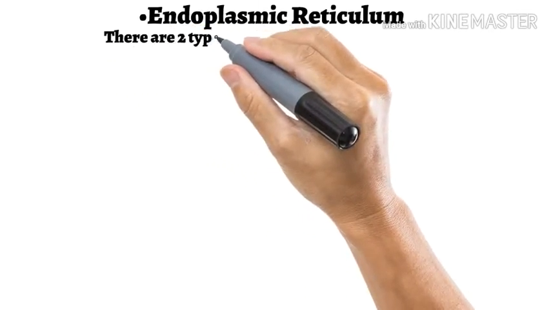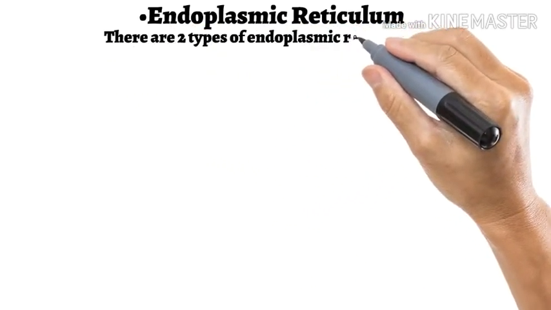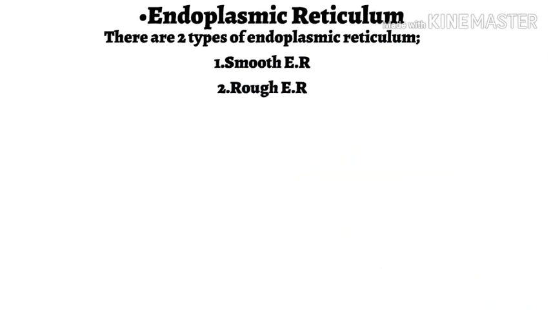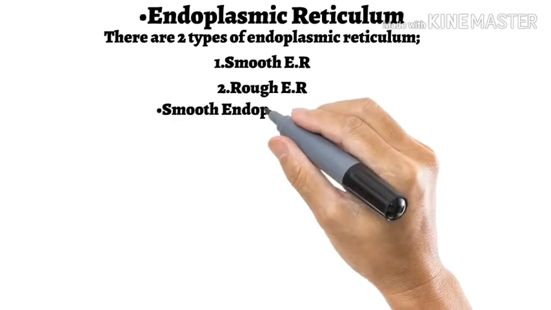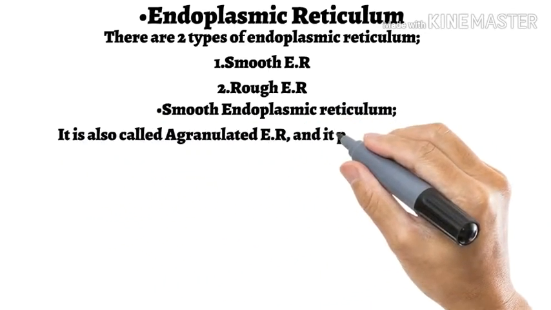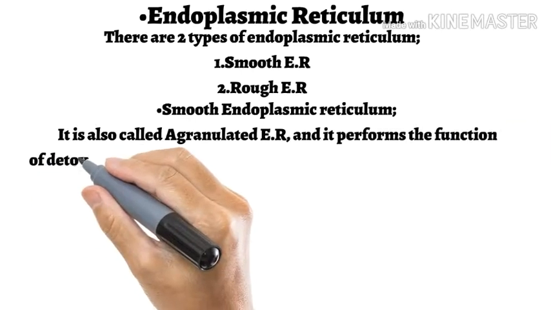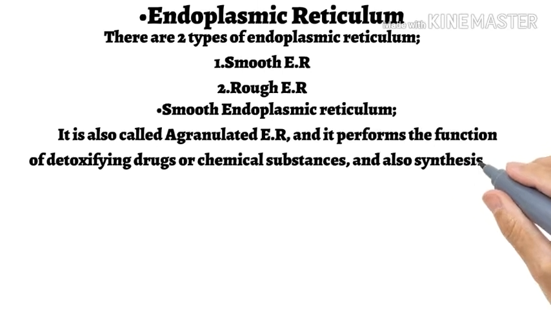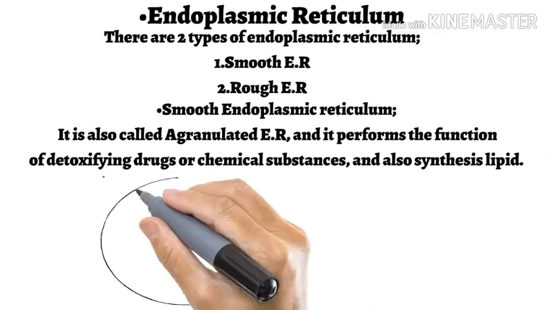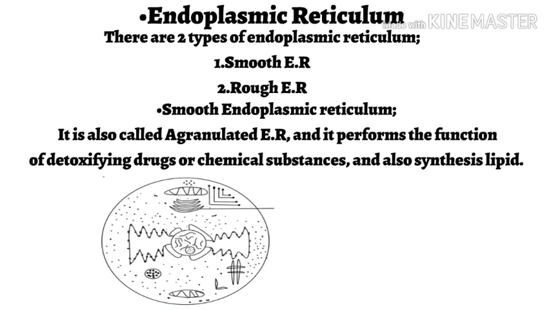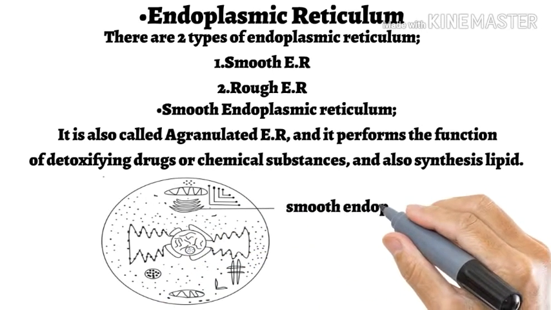Now to endoplasmic reticulum. There are two types of endoplasmic reticulum. The first one is the smooth endoplasmic reticulum, and the second one is the rough endoplasmic reticulum. The smooth endoplasmic reticulum, it is also called agranulated endoplasmic reticulum, and it performs the function of detoxifying drugs or chemical substances, and also it synthesizes lipid.